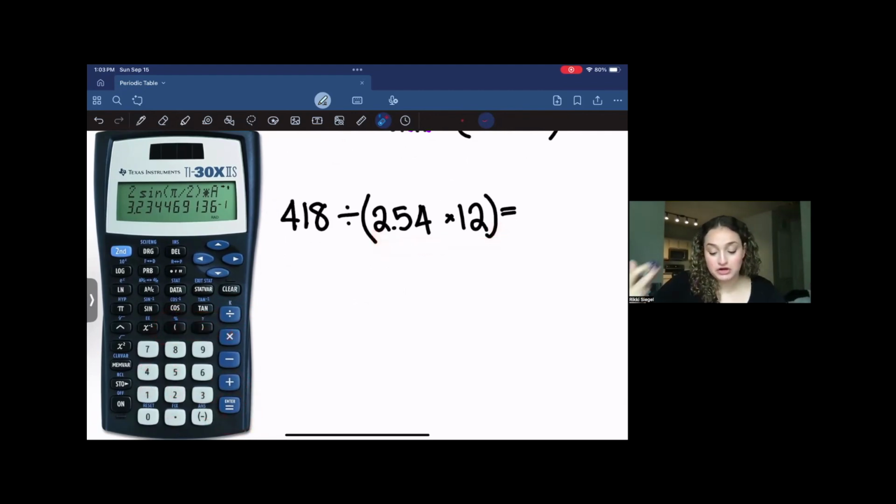You need to make sure that you are using parentheses correctly. And if you do happen to make a mistake, your calculator will either give you a really incorrect answer or tell you that there's a syntax error. And in that case, you don't have to replug everything in. You can just go back and look at what you did and edit what you already plugged in. So when we plug this into a calculator, 418 over, in parentheses, 2.54 times 12, close parentheses, we get 13.7 feet.